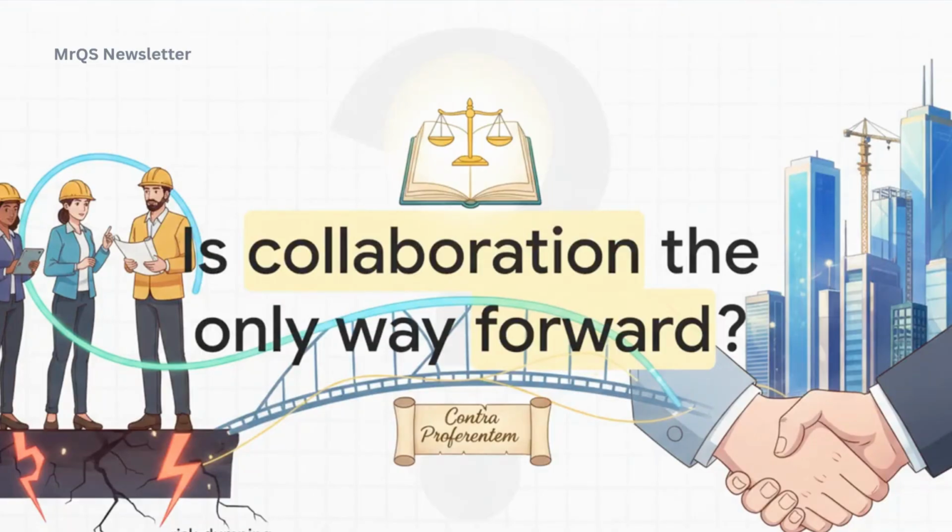I want to leave you with a provocative thought to chew on. Can the incredible record-breaking growth of GCC construction truly survive long-term on a foundation of aggressive risk dumping? Or is a return to genuine collaboration and balanced fairness the absolute only way forward for real sustainability? The ongoing legal battles surrounding Contra Proferentem strongly suggest that the courts are already demanding fairness, so maybe it's time the contracts did the exact same thing.